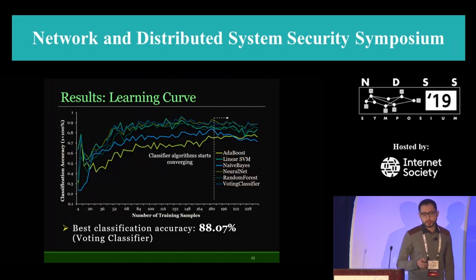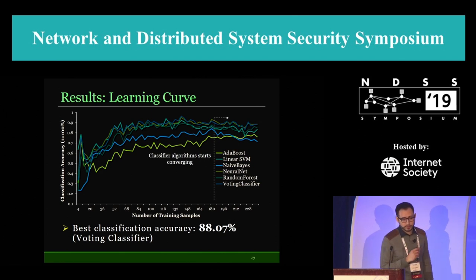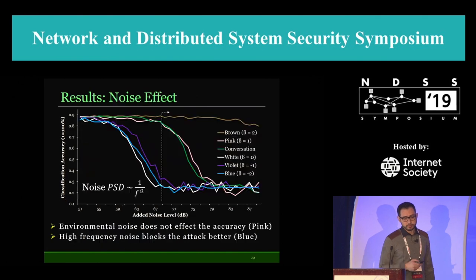First, we show that it's possible to train the classifiers with a limited number of training samples. We use various types of classification methods available in the literature, and the best performing classifier converged to about 88% accuracy with only 180 training samples per delivery base.